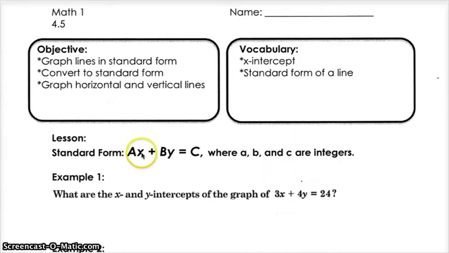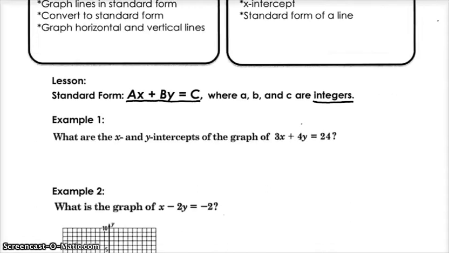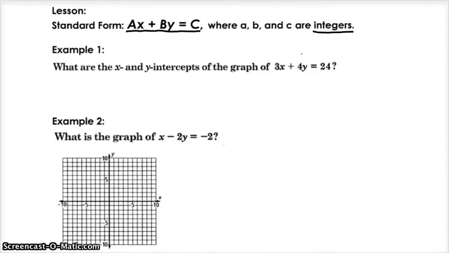Standard form of a line is a line in the equation ax plus by equals c, where a, b, and c are all integers. It's important to realize that a, b, and c are all integers. We won't have any fractional numbers in front of the variables. When a line is in standard form, it's easiest to graph if we find the x and the y intercepts. So let's first start by talking about the intercepts.